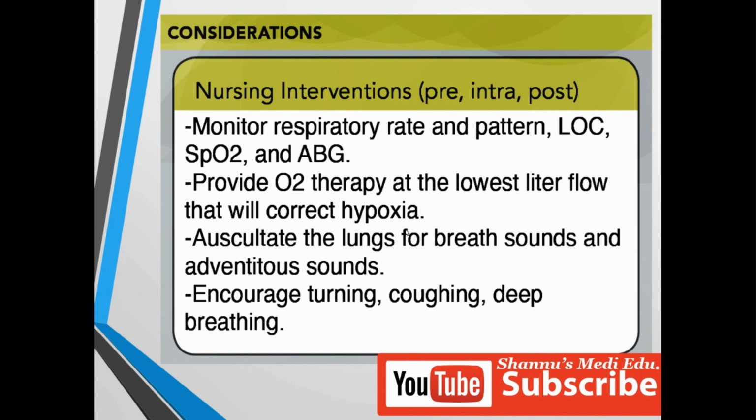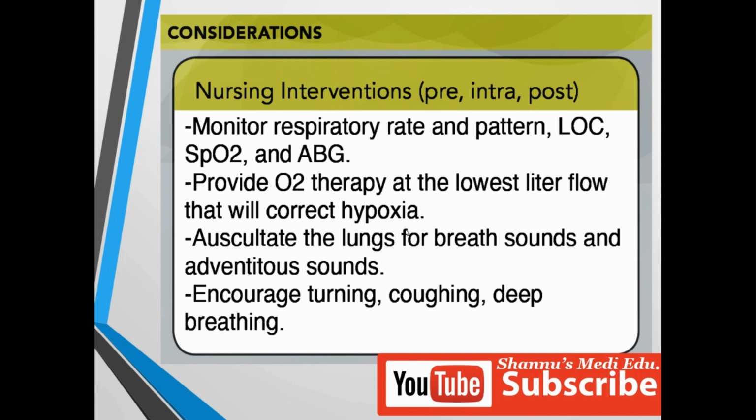Then the intra intervention: if the ABG is very low, the saturation level is very low, and the patient is losing consciousness, we should provide oxygen therapy at the lowest liter flow that will correct the hypoxia. We should start with the lowest flow, as well as know how the patient is maintaining and how much is required. Mostly the experienced nurse will know how to give the oxygen, so whatever is needed we should give to the patient in intra interventions.